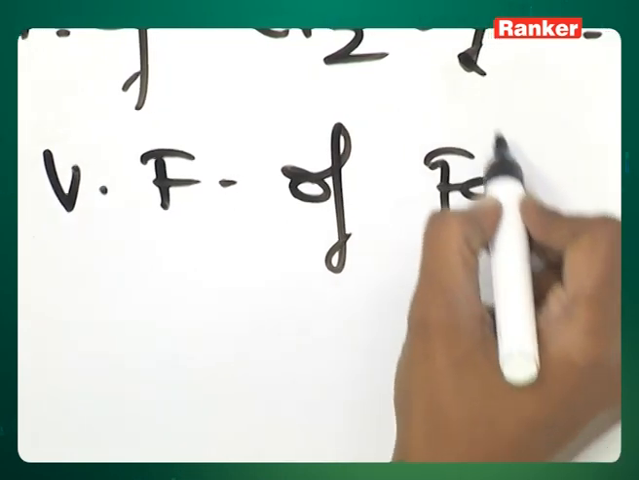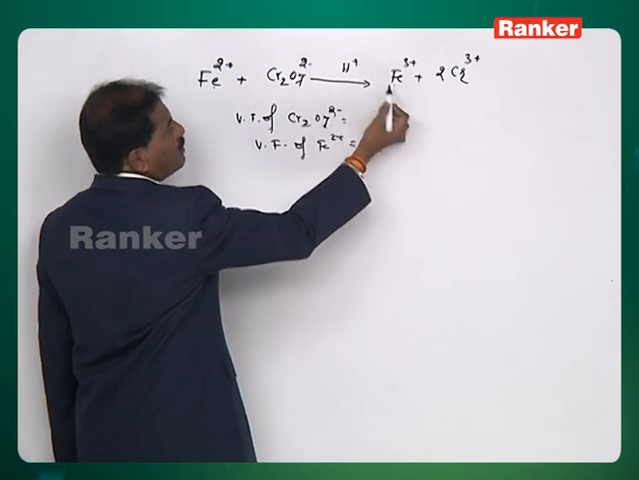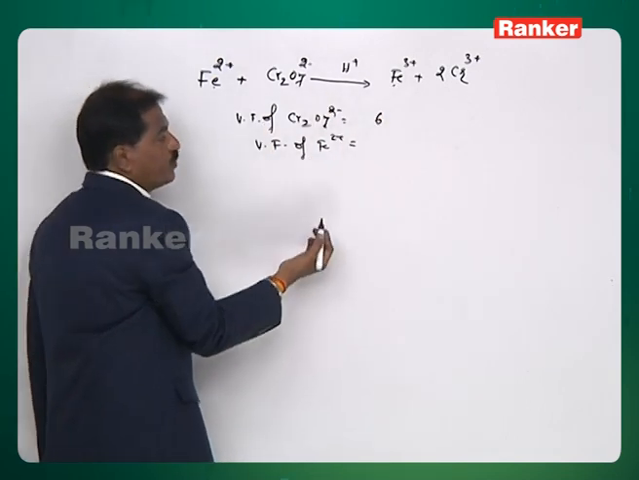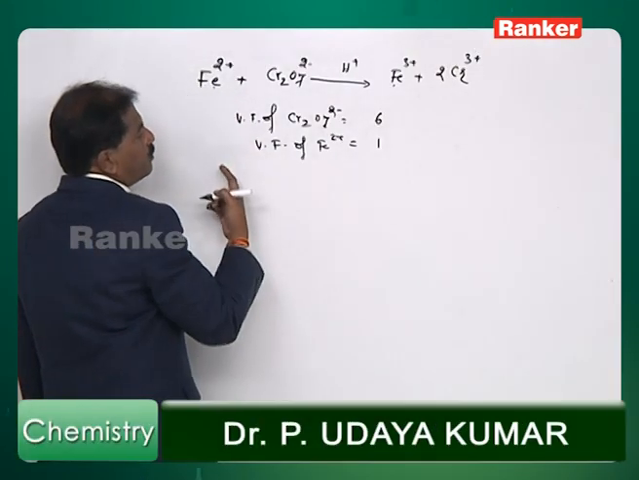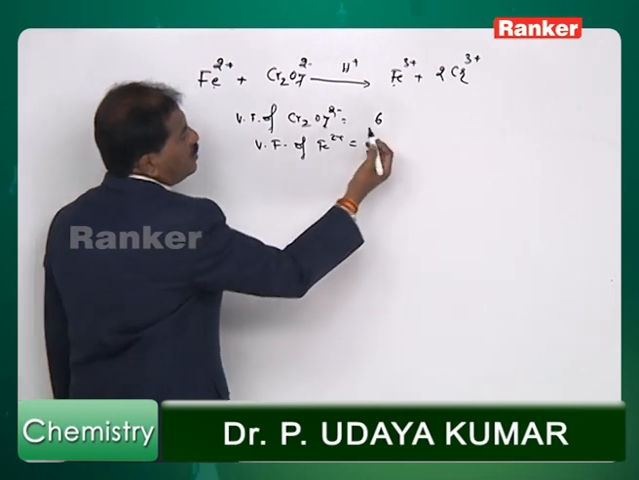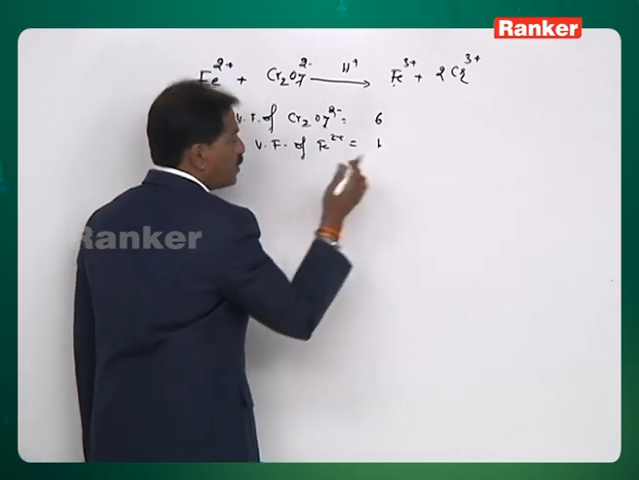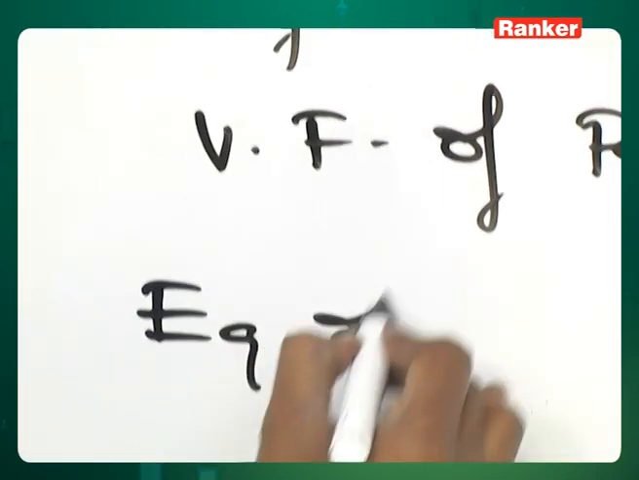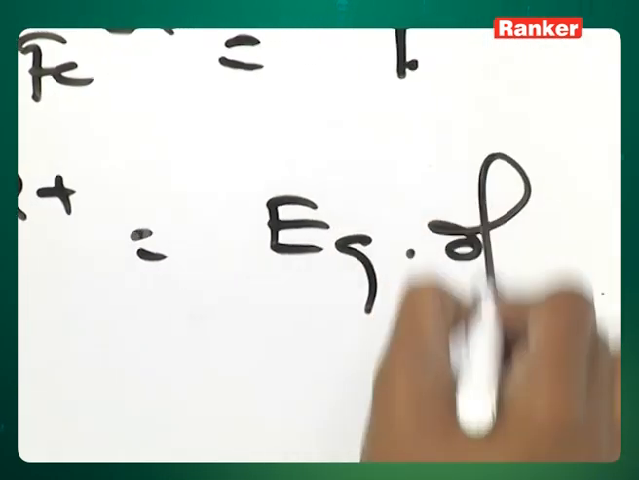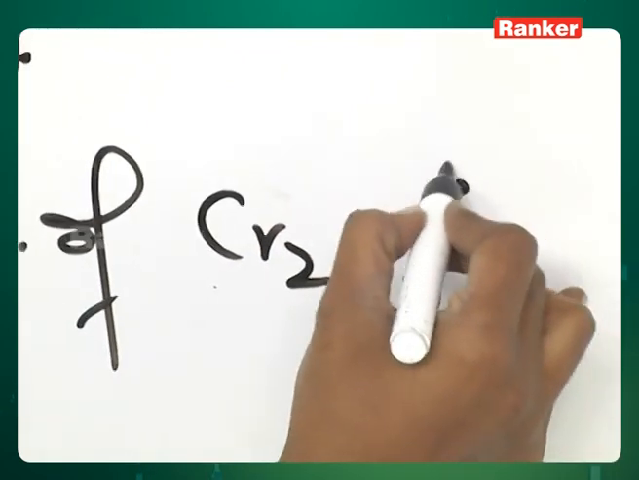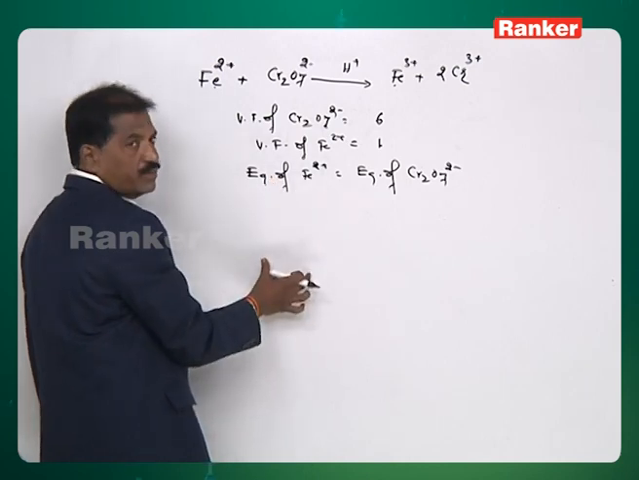Valence factor of Fe2+: you see, one ion has lost 1 electron, hence ferrous has been converted to ferric. Therefore, the valence factor of ferrous is 1. While doing the numericals, by using this valency factor, we can equate the equivalence of the ferrous with the equivalence of the dichromate. Equivalence of Fe2+ is equal to equivalence of Cr2O7 2 minus.